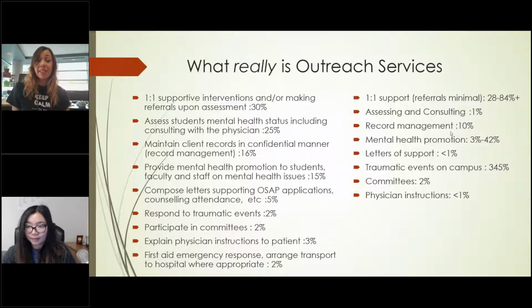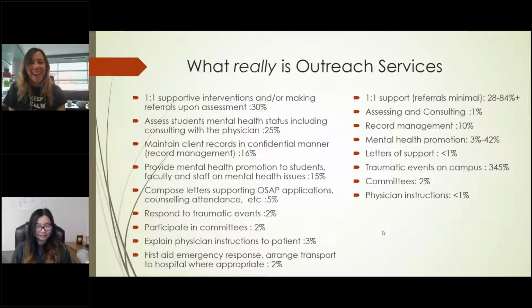Okay, so this is the reality of what I'm doing. Mind you, the error under traumatic events on campus, it's showing 345%. So we look at what I actually do, one-to-one support, I would say is 28 to 84% of my time. Okay, I would also combine the one-to-one supportive interventions and assessing students as one. Excuse me. My referrals are minimal.